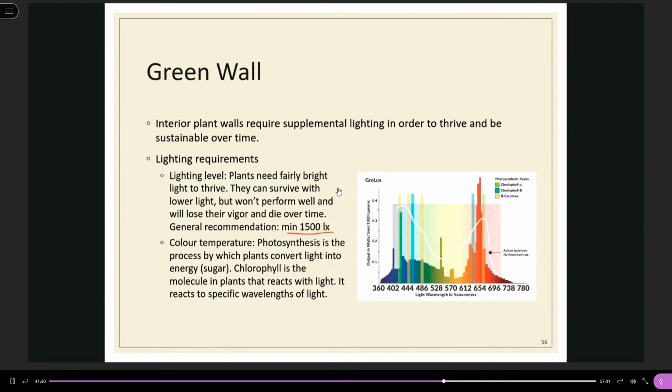So if you have been to some greenhouse or some interior farm for plants, you will notice that they commonly use red and blue LED for lighting up the plants, because the plants don't need green light. Instead, they need the red and blue light.